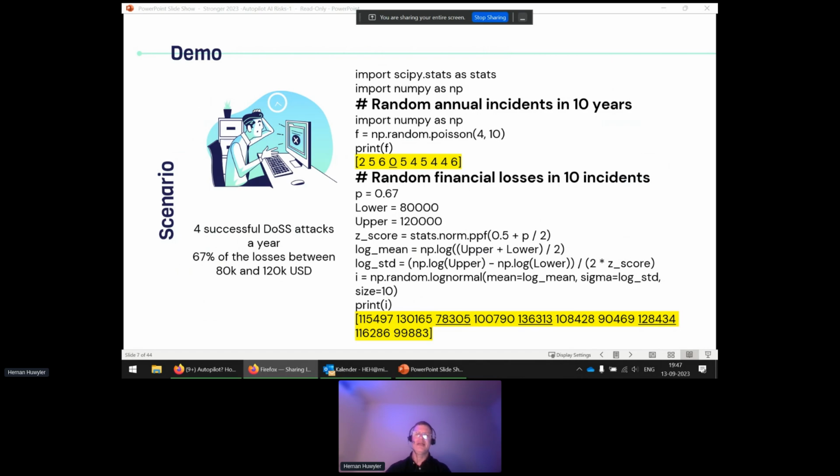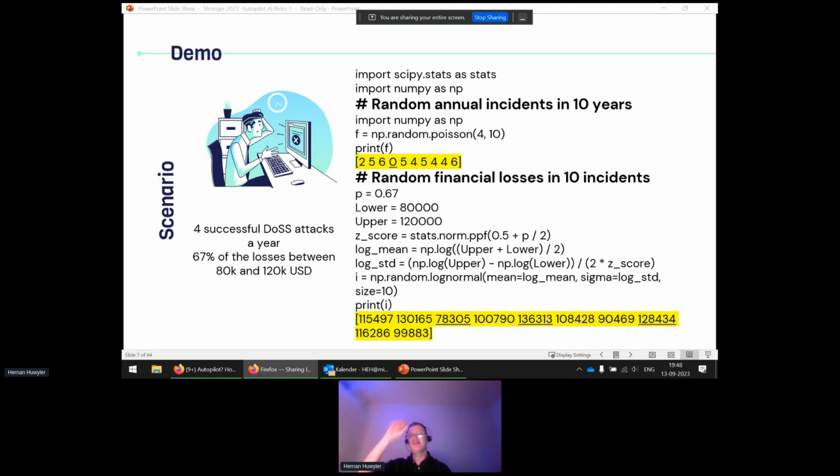Let's say that we have a risk scenario that there will be 4 denial of service attacks a year, and we can assess that 67% of the losses, this is the loss normal distribution, this is the delta, will be between 80,000 to 120,000 US dollars per event. This is how much we can lose. And you can use Python in order to run the Monte Carlo simulations.